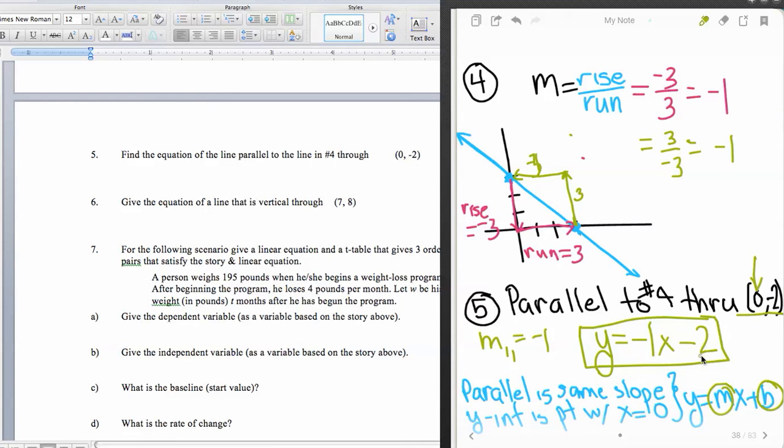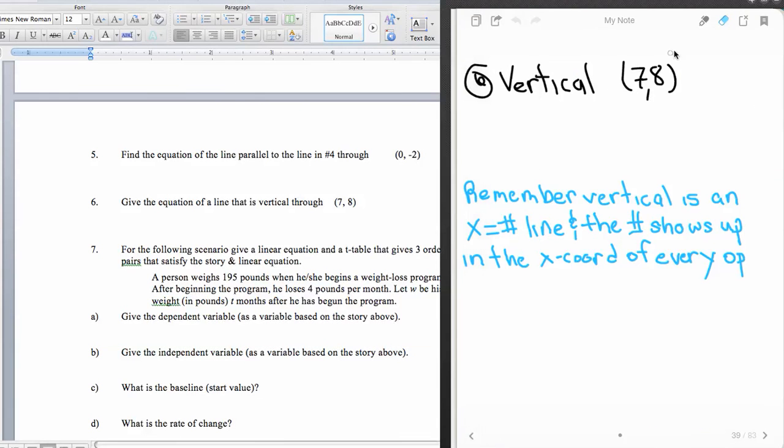Plus a negative is the same thing as subtraction. So it's -1x -2. Now also remember that it is perfectly acceptable to take that 1 away and just have -x -2. Either way you do it, it's 100% correct. All right, on to problem number 6.